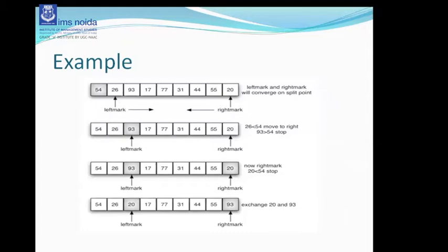Let's see an example of quicksort, how it actually works. This is the list given to us: 54, 26, 93, 17, 77, 31, 44, 55, and 20. What we are going to do is mark the first element as pivot. 54 is our pivot element.